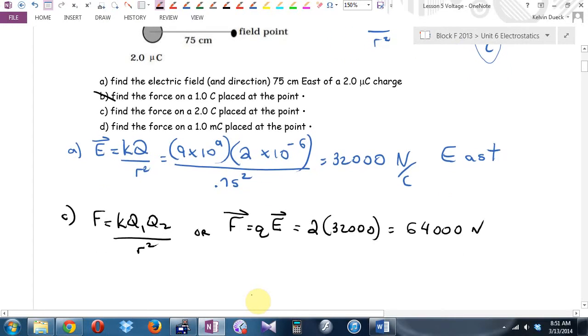Is that okay? I'm even going to skip D. It'd be the same approach, and I'd still probably go QE. What I want you to realize, Jordan, is, hey, if I know the electric field of that location, I got a built-in little shortcut.